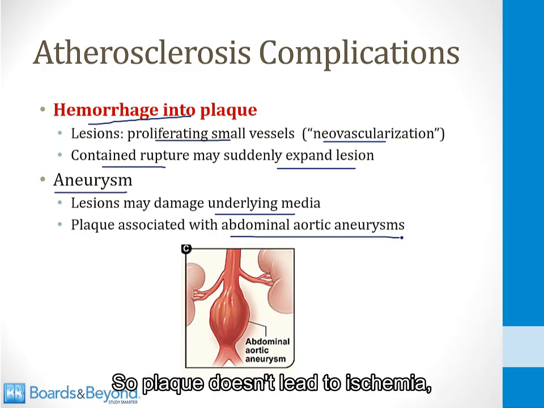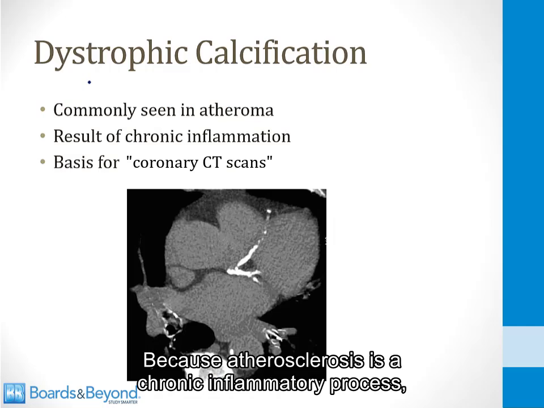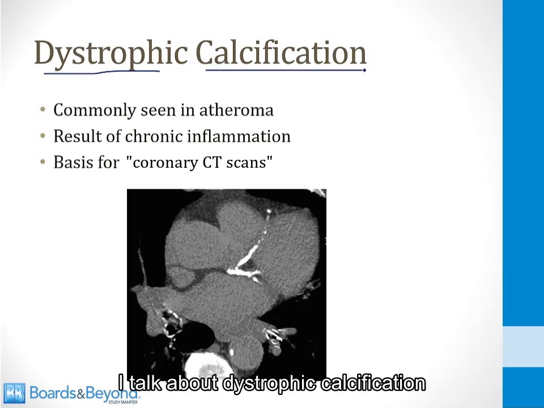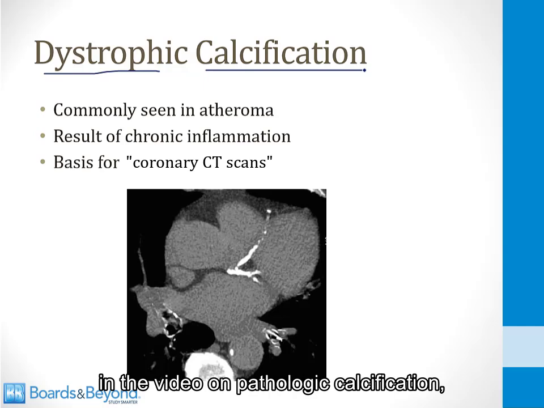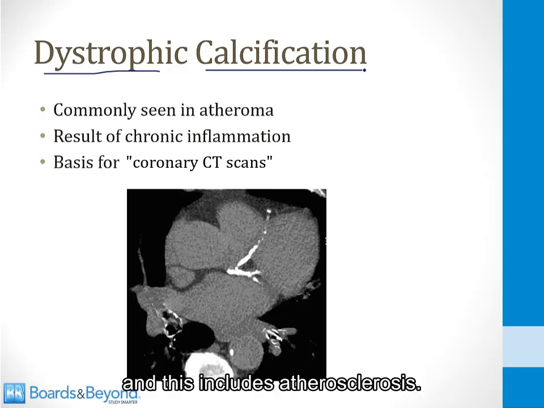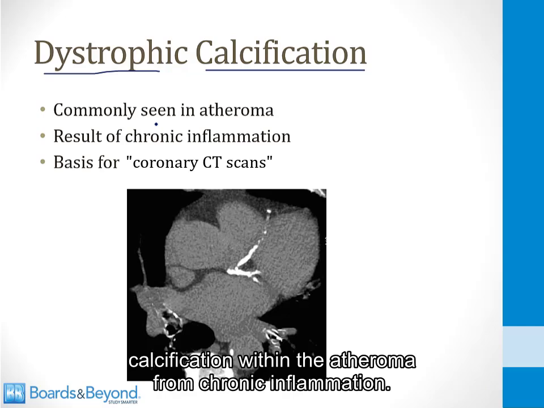It's a big vessel, so plaque doesn't lead to ischemia, but it often leads to aneurysms. Because atherosclerosis is a chronic inflammatory process, it can lead to dystrophic calcification. I talk about dystrophic calcification in the video on pathologic calcification, but it's commonly the result of chronic inflammation. And this includes atherosclerosis. So people who have atheromas often develop calcification within the atheroma from chronic inflammation.